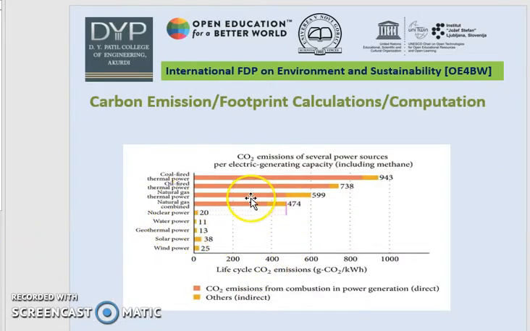This is a graphical structure I have taken from the net. This is the CO2 emission from several power supplies. We can see that coal-fired electrical supply gives the highest CO2 emission, whereas solar power gives about 38. So all these renewable energies give the lowest CO2 emissions compared with the traditional one.